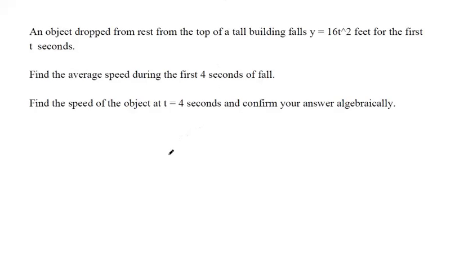So as an object is dropping from a building, here's my building, and here's my object. And shoop, it's going down. So y in this equation, y equals 16t squared, is telling us how many feet it's fallen after t seconds.